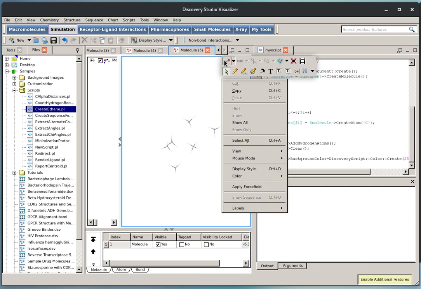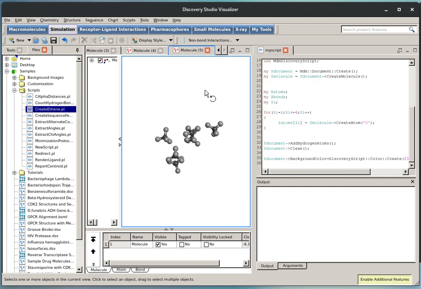Let's just get the rendering right. You've got the 6 atoms over there, and they are not overlapping, and of course you've added hydrogens to all of them, so we've got 6 methane molecules.